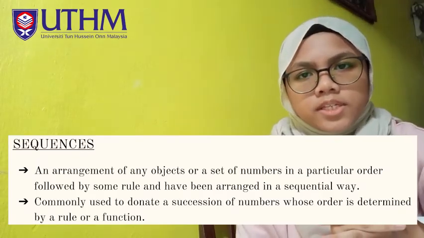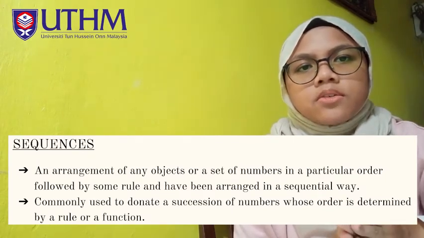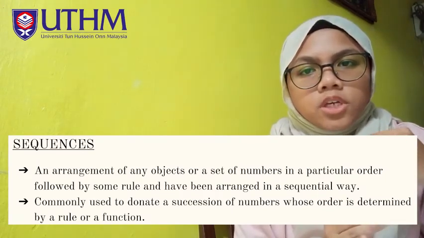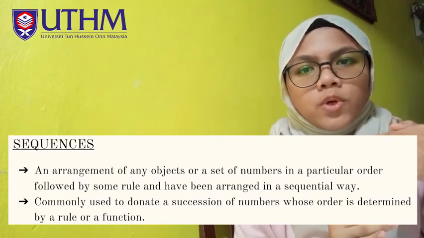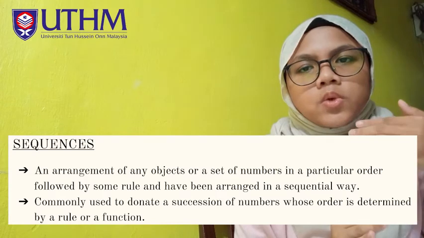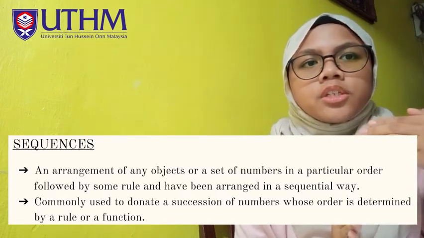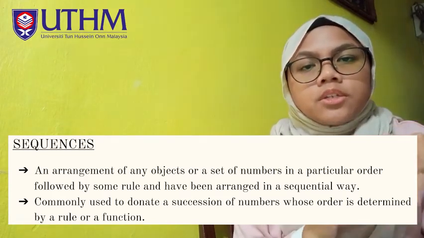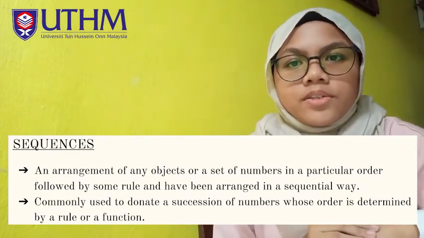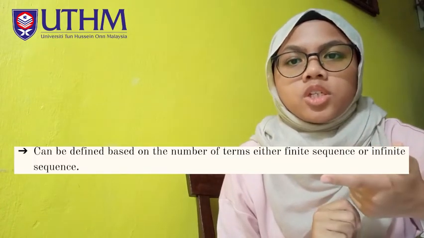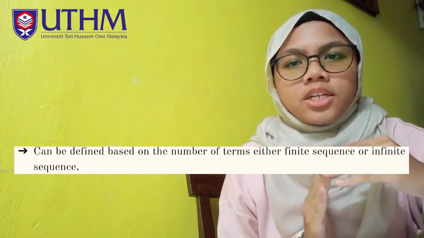First, sequences. A sequence is an arrangement of any object or a set of numbers in a following order or a sequential way. It's commonly used in a succession of numbers whose order is determined by a rule or a function. There are two types of sequences, which are infinite sequences and finite sequences. If you want to see the difference between these two sequences, you can see the example inside the slide.